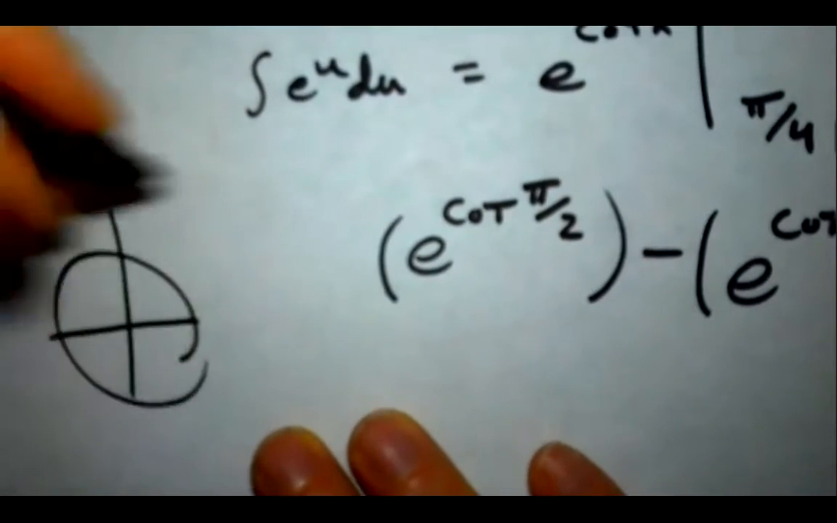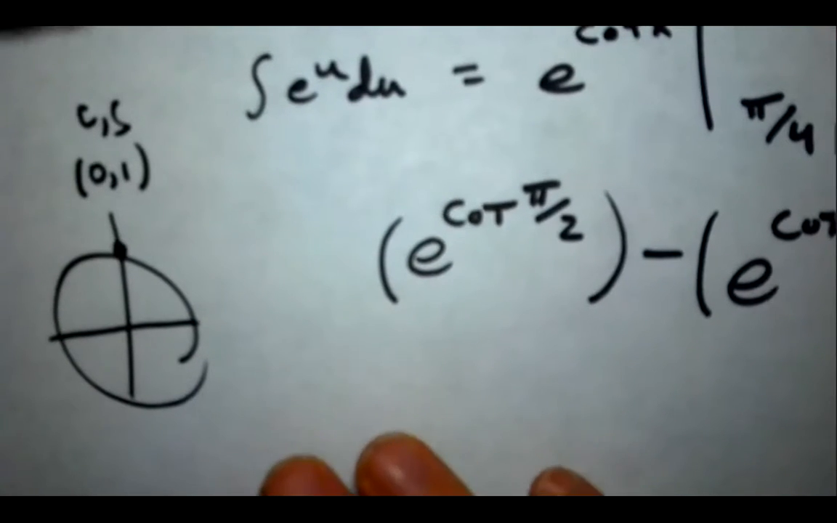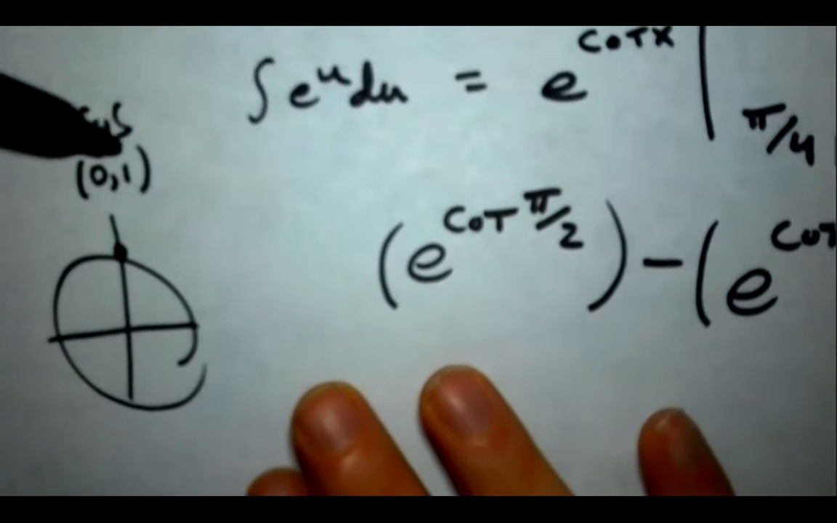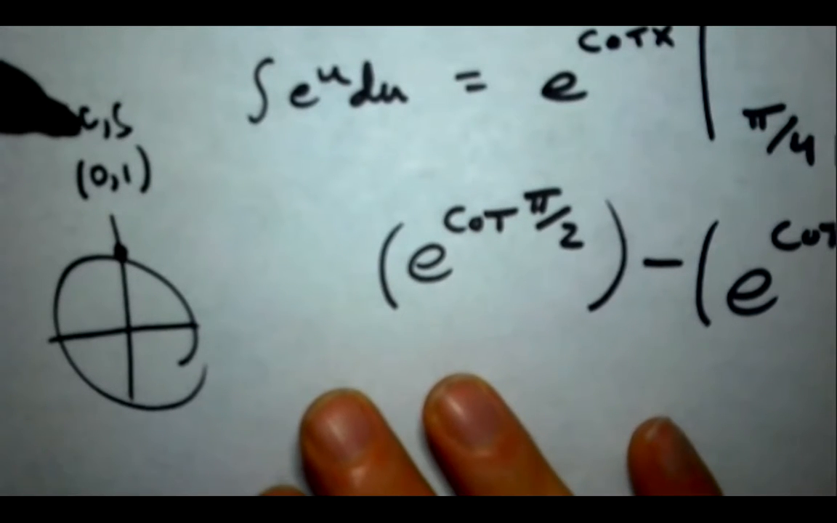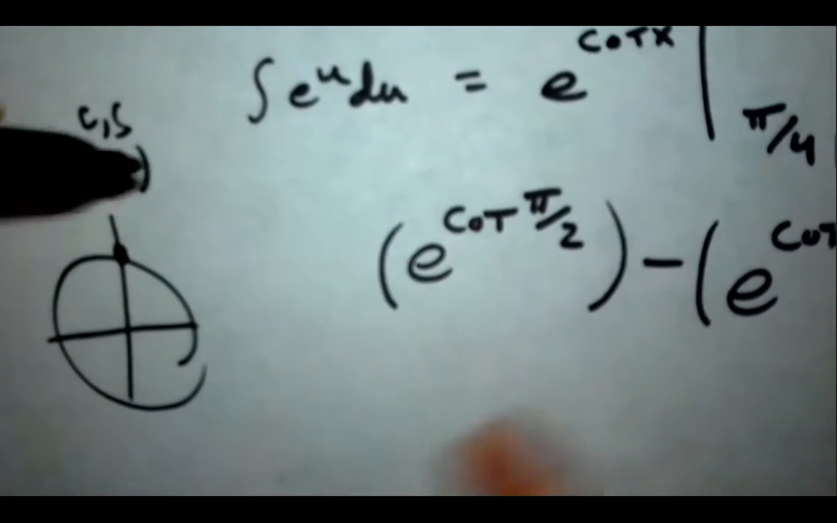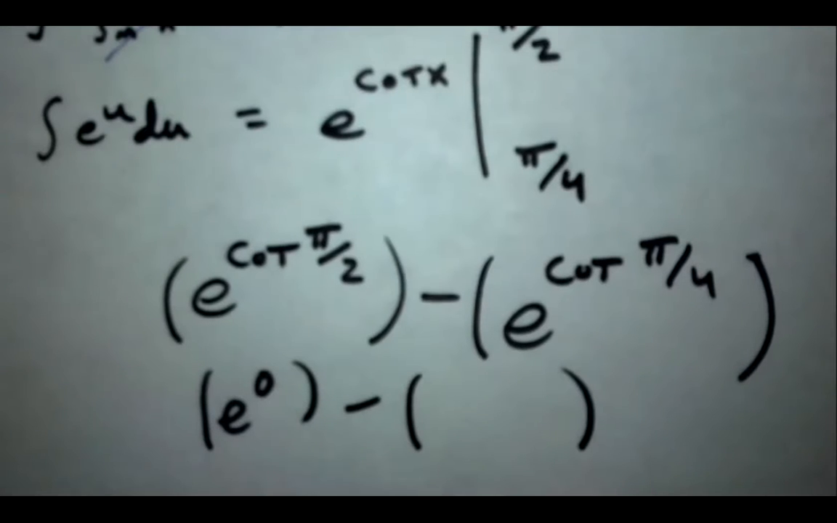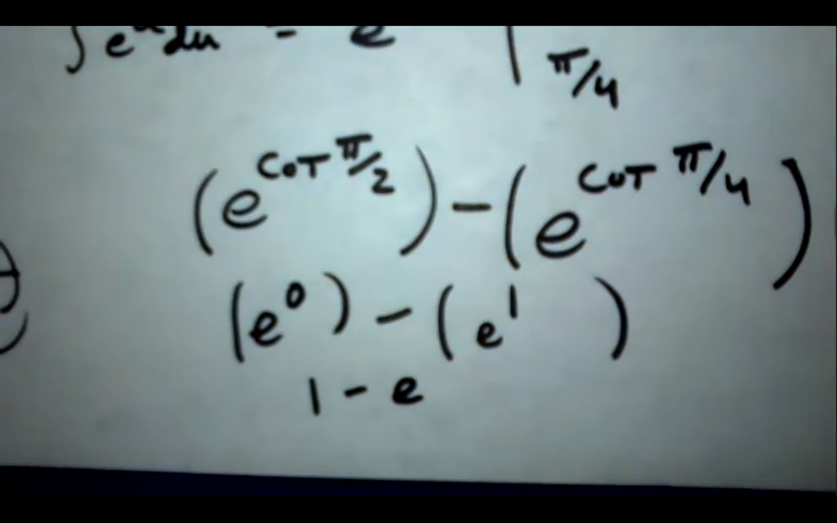So at pi over 2, what do we got for an ordered pair? 0, 1, cosine, sine. How do we find tangent? Tangent is sine divided by cosine. That means cotangent is cosine divided by sine. That means cotangent at pi over 2 is 0. So this is now e to the 0 minus, now you better know that one. A tangent or a cotangent at a 45-degree angle is either 1 or -1. Quadrant 1, pi over 4, it's got to be positive. That's just 1. Final answer, 1 minus e.